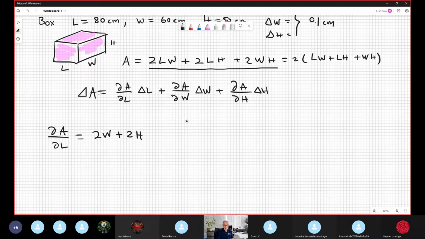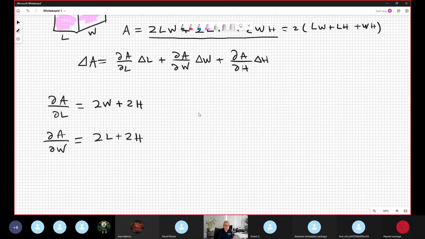Because the only variable you consider is L, and the others are considered constant, no? The derivative of L with respect to L is 1. Likewise here, the partial derivative of A with respect to W is 2L plus 2H. And the partial derivative of A with respect to H is 2L plus 2W.